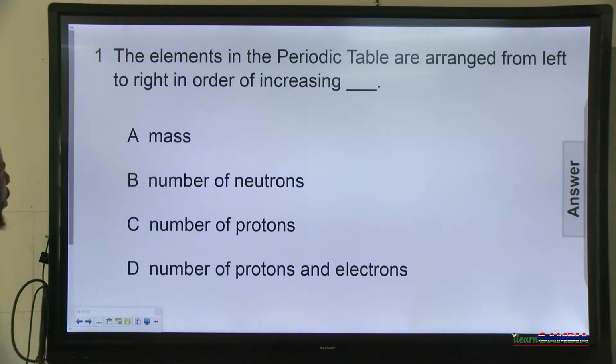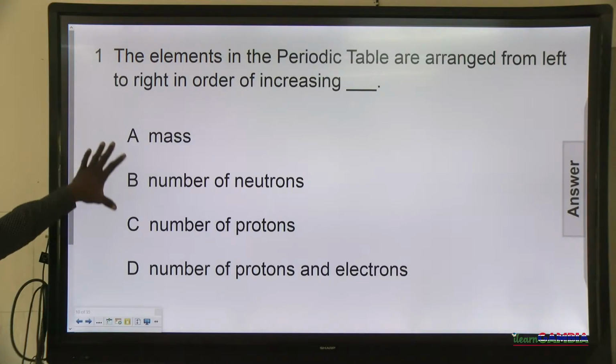Now, let's look at this question here. The elements in the periodic table are arranged from left to right in order of dash. A, mass. B, number of neutrons. C, number of protons. D, number of protons and electrons. So, which one is the right option here?